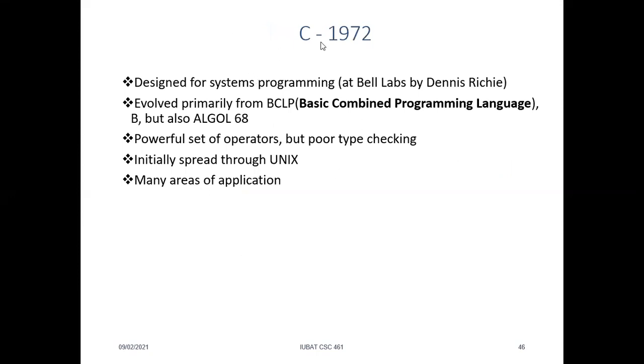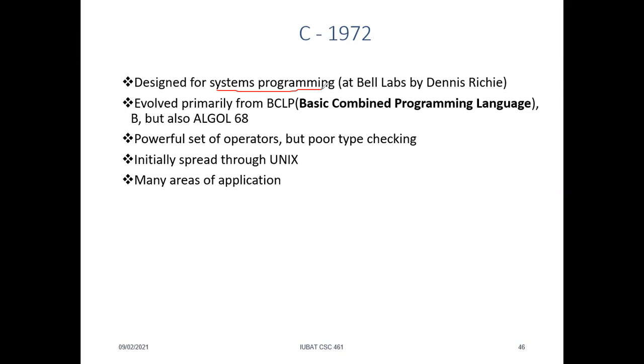Now, I don't have to say much. You already know a lot about C programming, but let me just go through it. It was designed for system programming. That means efficiency was the main issue. It had to be efficient. It had to be light. So when I say a programming language is light, what does it actually mean?